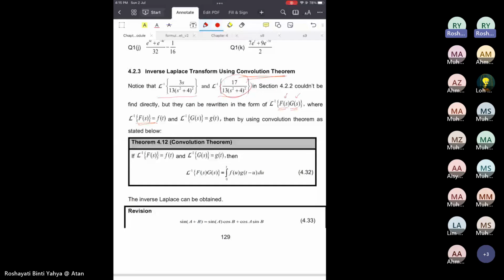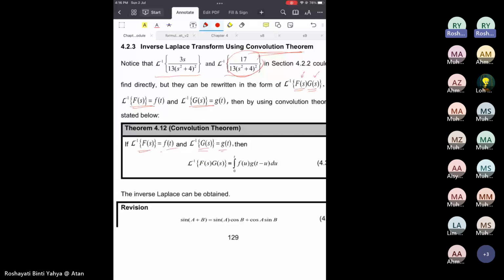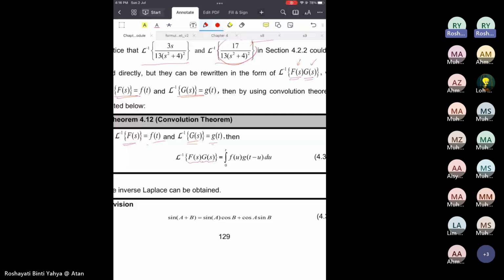function, you will get f(t). The second function, G(s), you will get g(t). Then by using the convolution theorem, the inverse Laplace transform of F(s) equals f(t). Same goes for g. And then the inverse Laplace transform of F(s) times G(s) is equal to the integration from 0 to t, meaning the positive side, of f(u) g(t minus u) du. Okay.